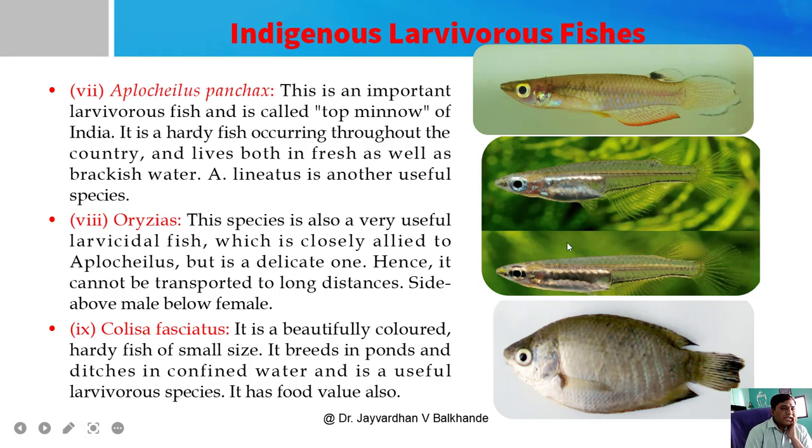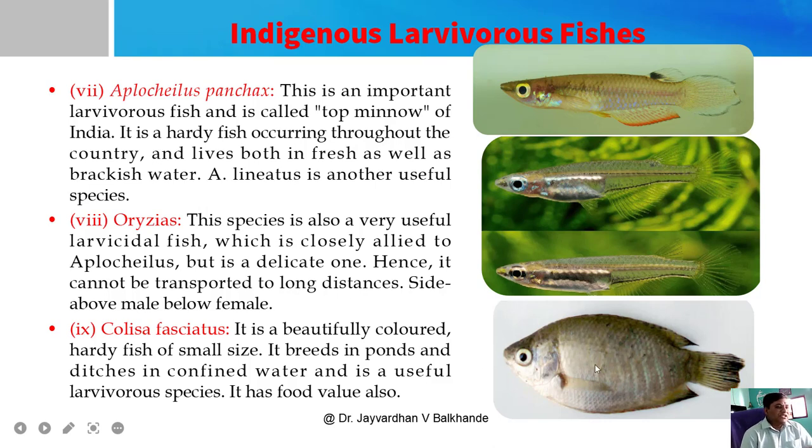Now the next is the Oryzias. You can see in this picture the male and female. The species is also a very useful larvicidal fish, closely allied to Aplocheilus, but it is a delicate one and hence cannot be transported to long distances. In the picture, above is the male and below is the female.